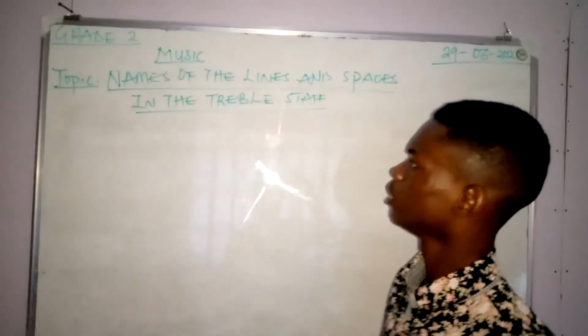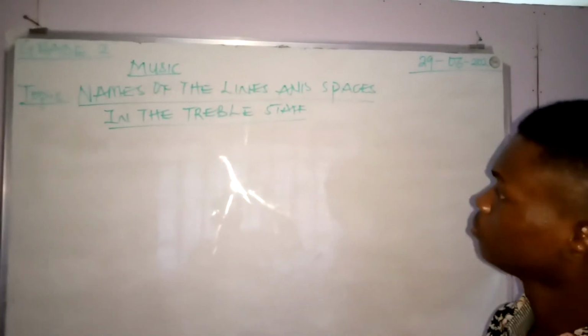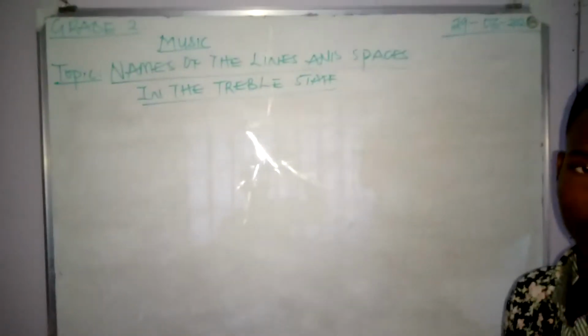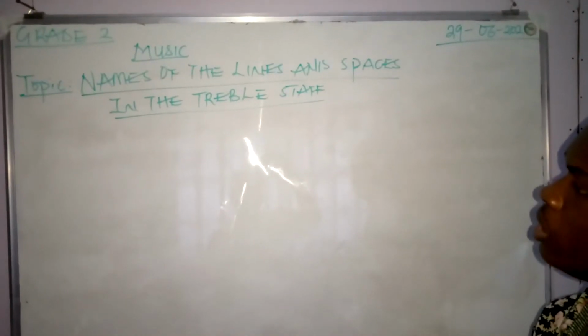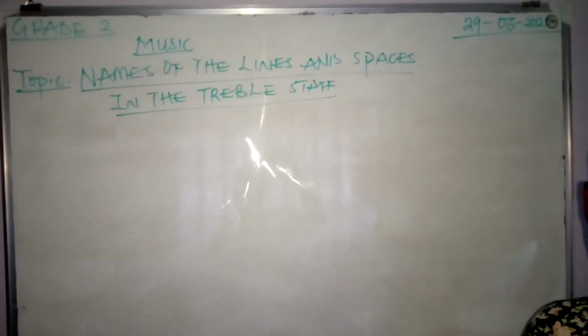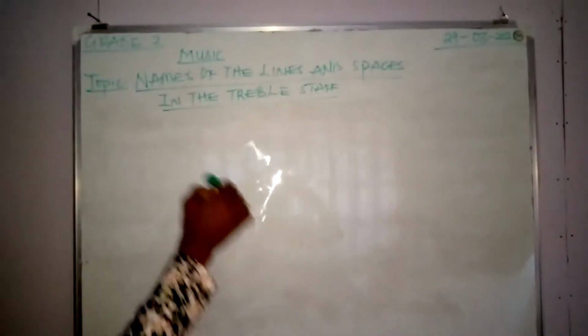So today we're talking about a topic called the names of the lines and spaces in the treble staff. This class is for grade 2. The topic again, the names of the lines and spaces in the treble staff. We're going to know about the names of the lines and spaces we have on our treble staff. So firstly, let's get the diagram for the treble staff.